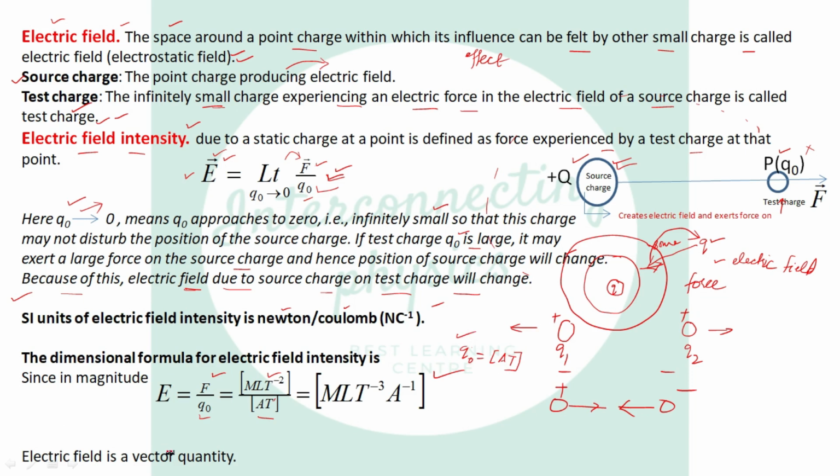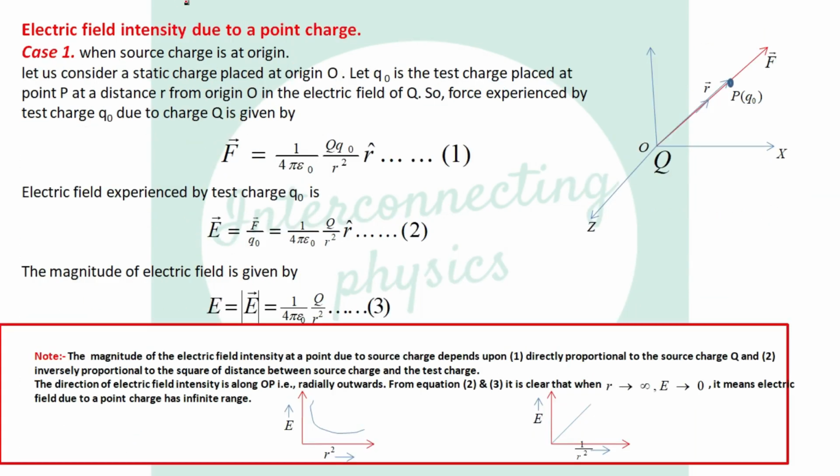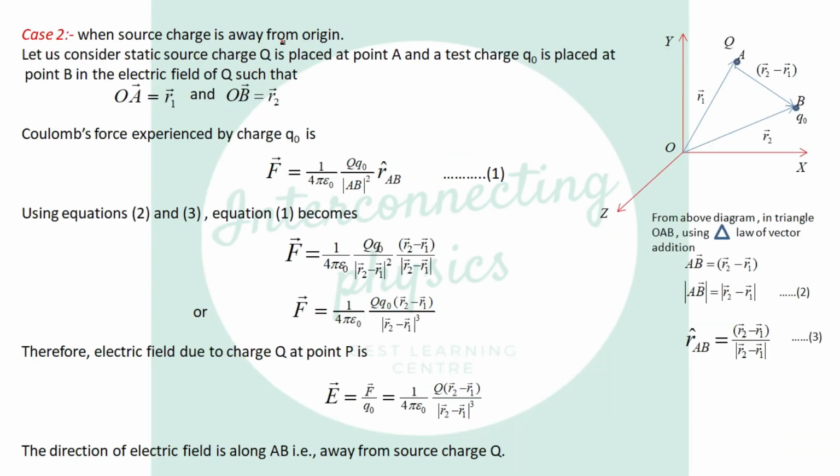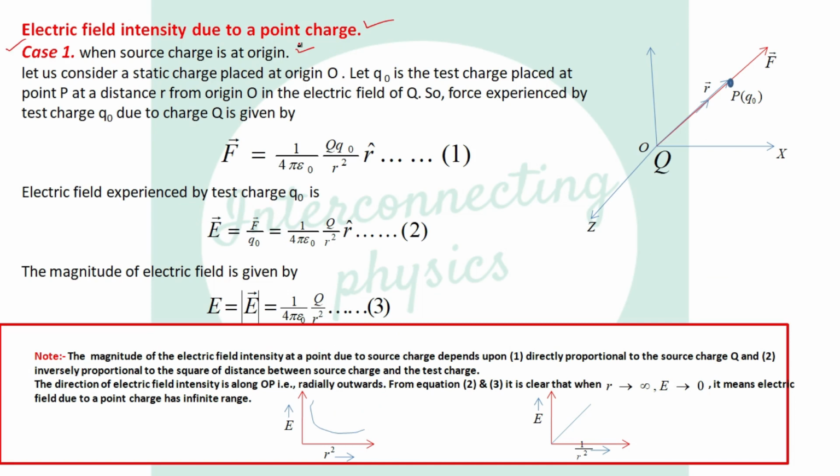Now, electric field is a vector quantity. Now see, next topic is electric field intensity due to a point charge. Now there are two cases. Case 1, when source charge is at origin, and number 2, when source charge is away from the origin. So let us discuss the electric field intensity due to a point charge when source charge is at origin.